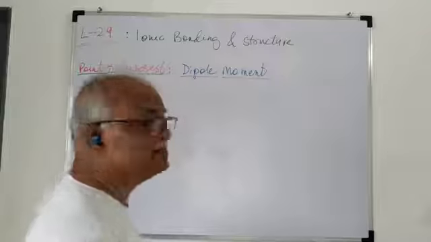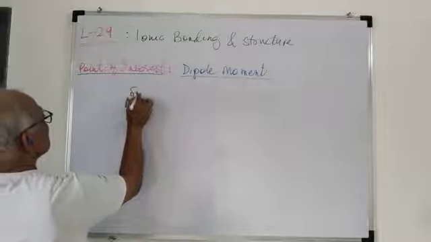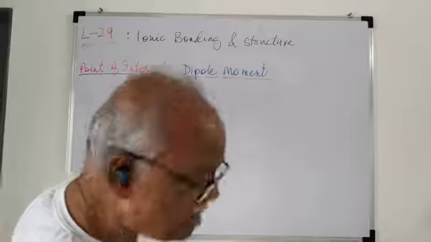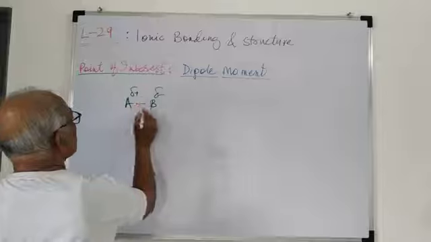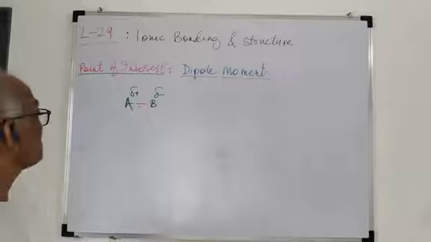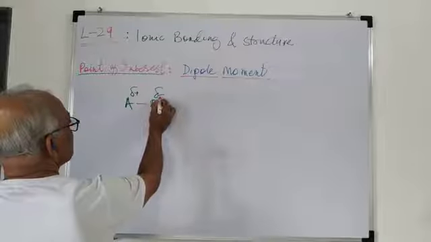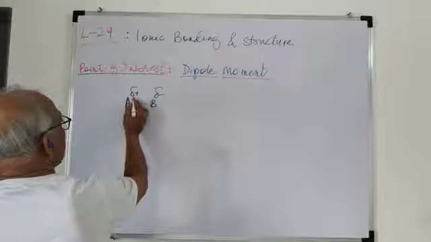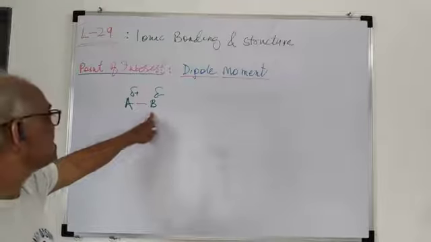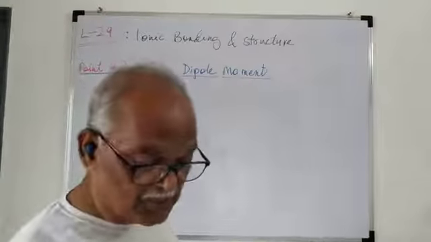We generally represent the bond as A delta plus and B delta minus. The electron pair shared between them is shown in dash form. When the bond pair moves slightly towards B from A, it produces a delta minus charge on B and a delta plus charge on A, that is an electron deficient center and an electron rich center. So this acts as a vector.